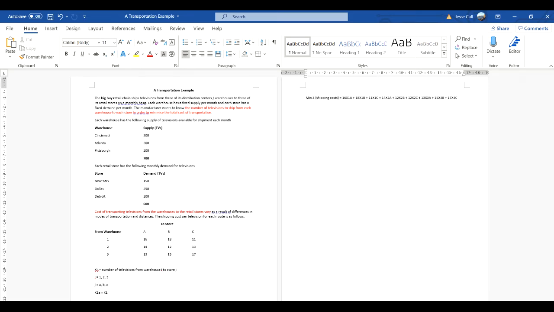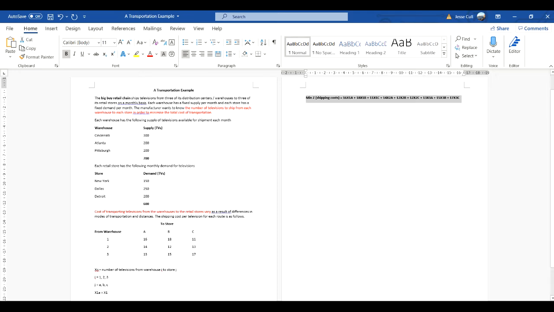Now, this is our objective function. Let's highlight this. Let's bold this. This is our objective function. Now, the first step, as we know, is determining our objective function, and we've done that right here. Now, what we have to do next is come up with our constraints. So let's look at our first constraint. What is our first constraint?